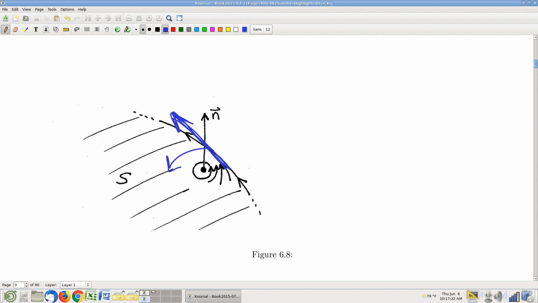Okay, but wait a minute. Whose left? Here's our little character that we're visualizing walking around the boundary, right? And it's tempting to say, well, on that person's left. What's the problem? Here's the problem. What about this person? That person is also walking around this boundary curve. Is the surface on that person's left?